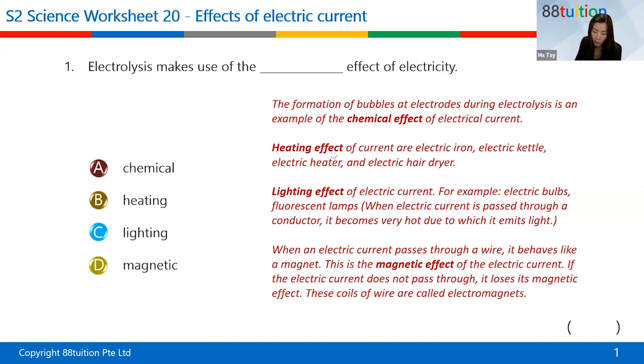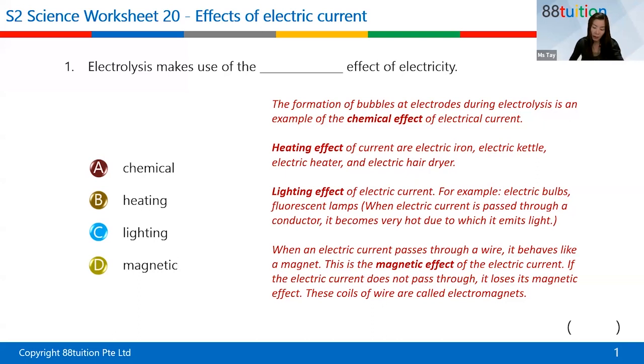So what is actually the heating effect of electric current or electricity? Examples given here: electric iron, electric kettle, electric heater, and the hair dryer. All of them actually produce some heat that we make use of in our daily life.